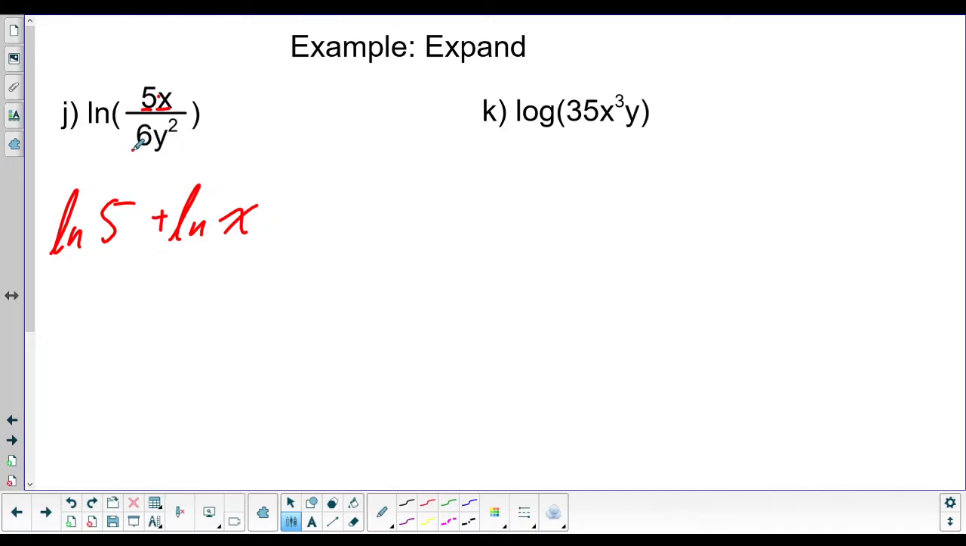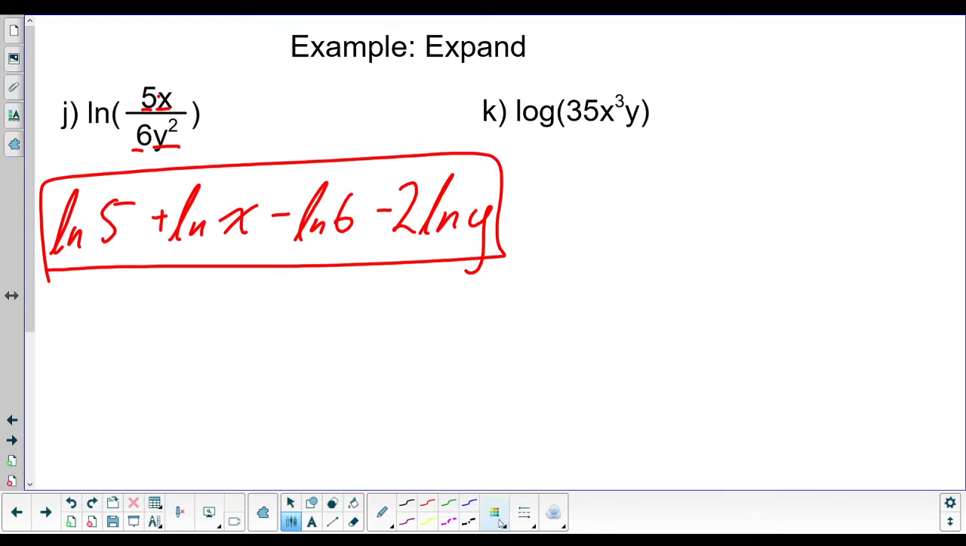Then we can separate our 6 and our y squared. Both of them are going to be negatives because they're in the denominator. So minus the natural log of 6 minus the natural log of y. It would be squared, but we can just throw the squared in front. And this would be our answer.